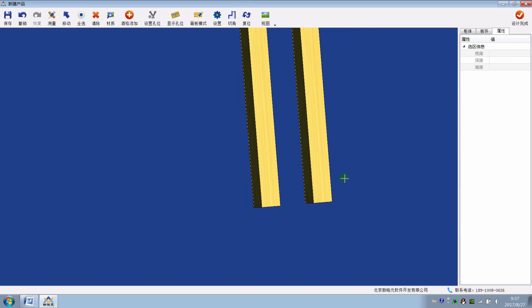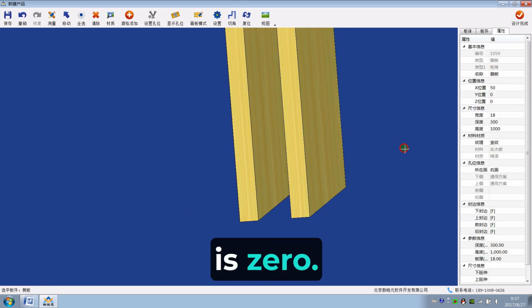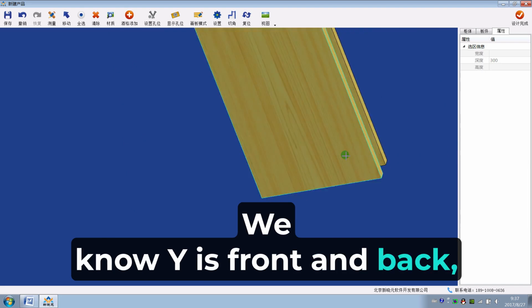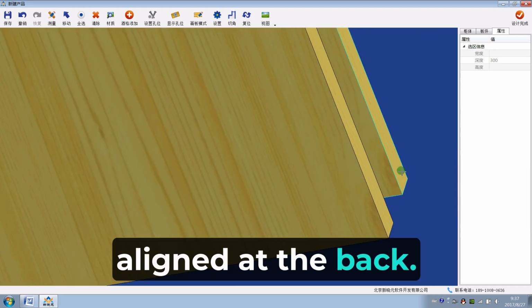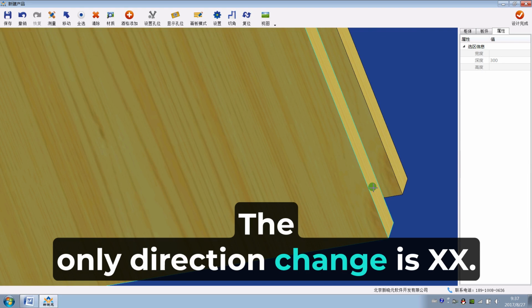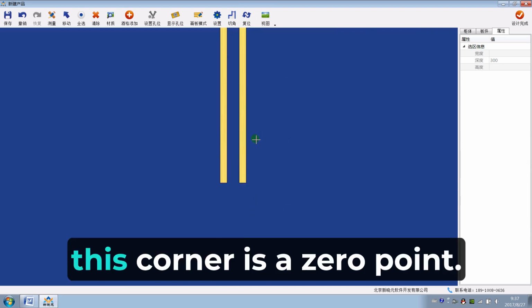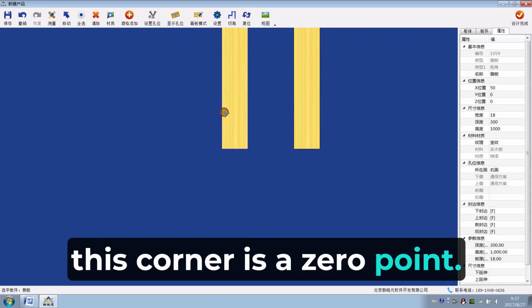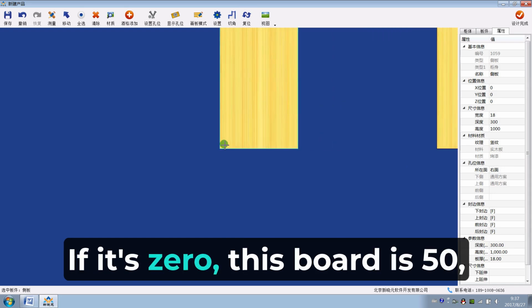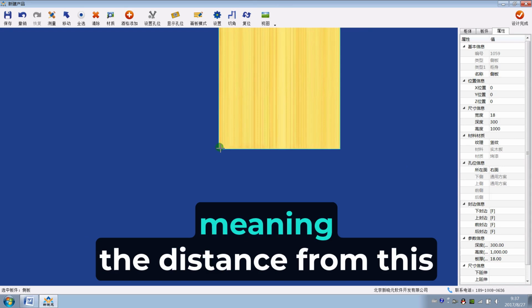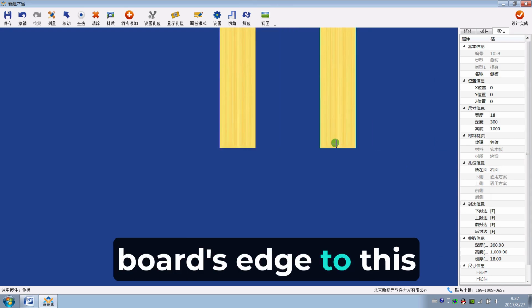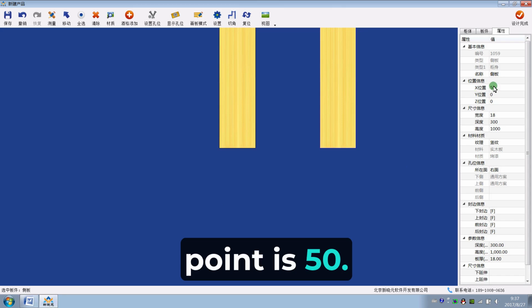Its Y is 0. We know Y is front and back, so the two boards are aligned at the back. The only direction change is X. This is the board's edge. This corner is a 0 point. If it's 0, this board is 50, meaning the distance from this board's edge to this point is 50.